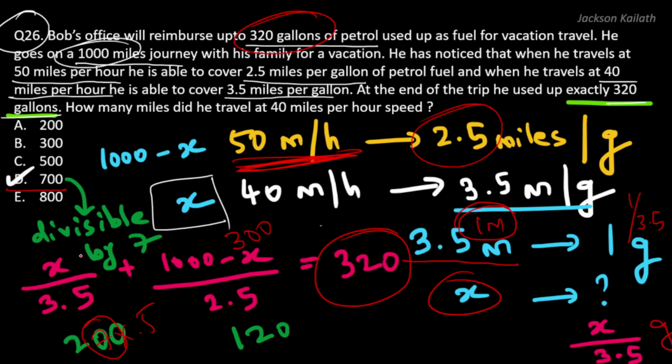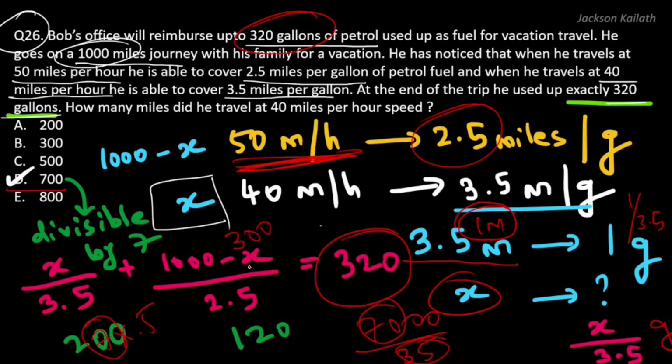Now again, let's take a look at the division just in case someone is confused. 700 divided by 3.5. How do you do that? You multiply the numerator and denominator by 10. That's equivalent to 7000 divided by 35. Now over here I have 70. 70 by 35 is 2. So this over here becomes 2 into 100, which is 200.